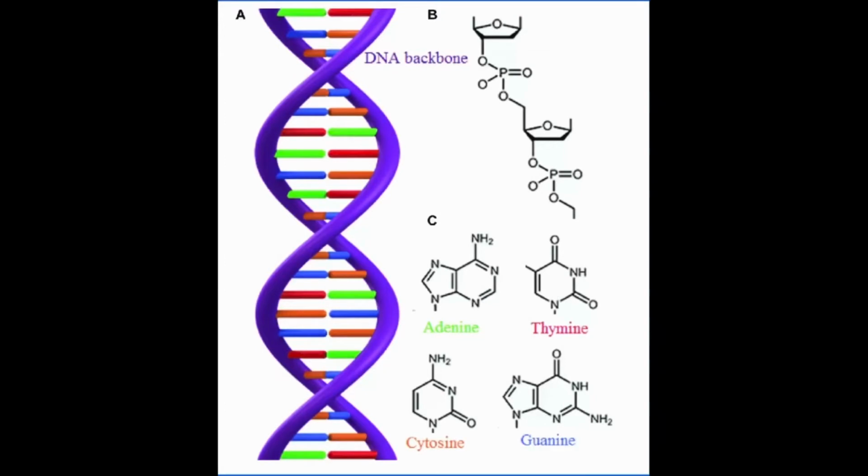DNA, or deoxyribonucleic acid, is a nucleic acid made up of three components: a 5-carbon deoxyribose sugar, a phosphate, and a nitrogenous base. The structure of DNA is a double helix. DNA has 4 bases: adenine, thymine, cytosine, and guanine, which form pairs. Adenine pairs with thymine, and cytosine pairs with guanine.